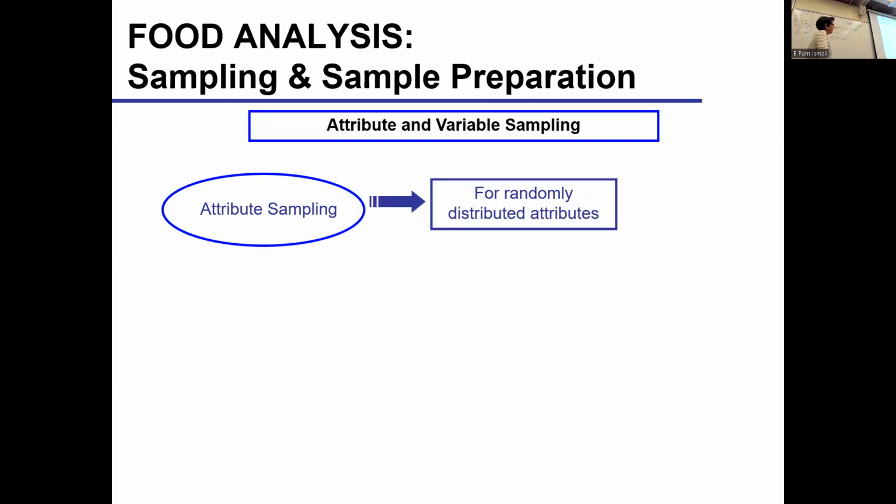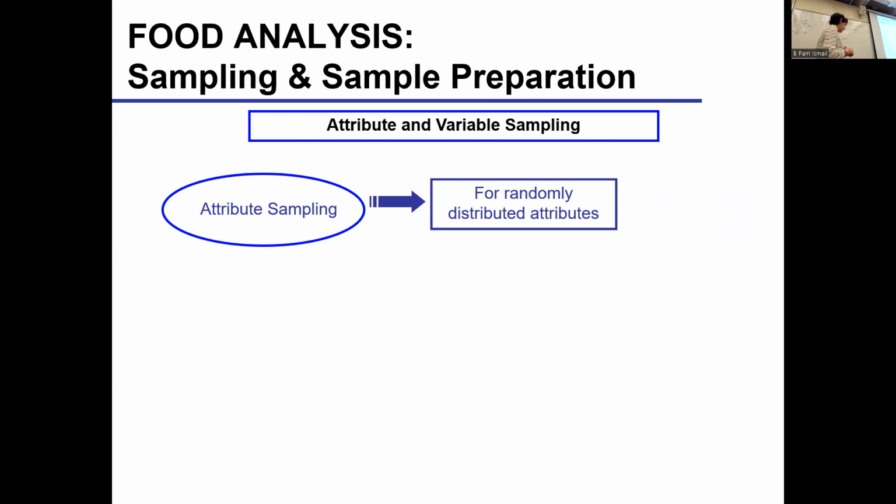So there are different categories of sampling. One we call attribute sampling, and the other is variable sampling. Attribute sampling is when I'm looking for a particular attribute or variable that is distributed in a random manner.